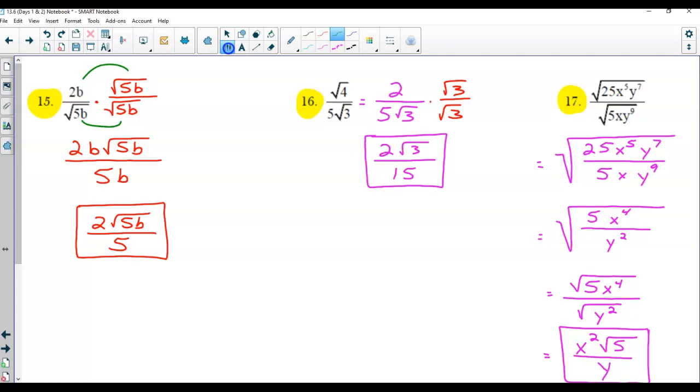And now check it out. Now I have 2 b's that are outies that reduce, and I'm left with 2 times the square root of 5b in the top over 5.